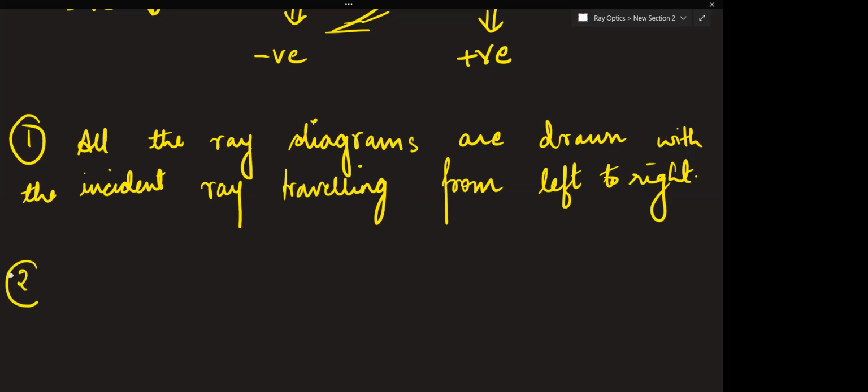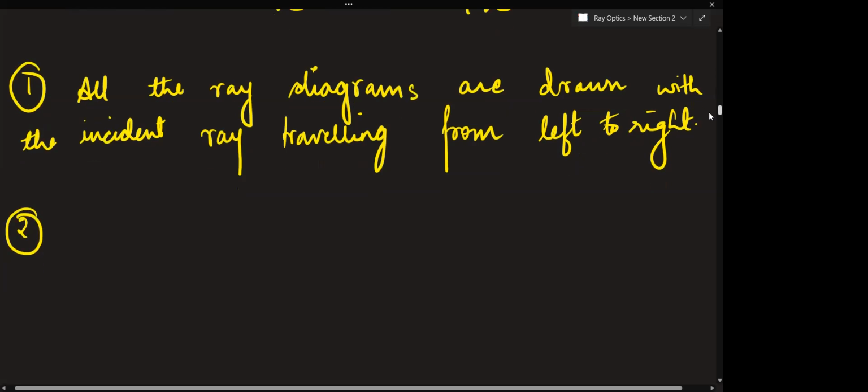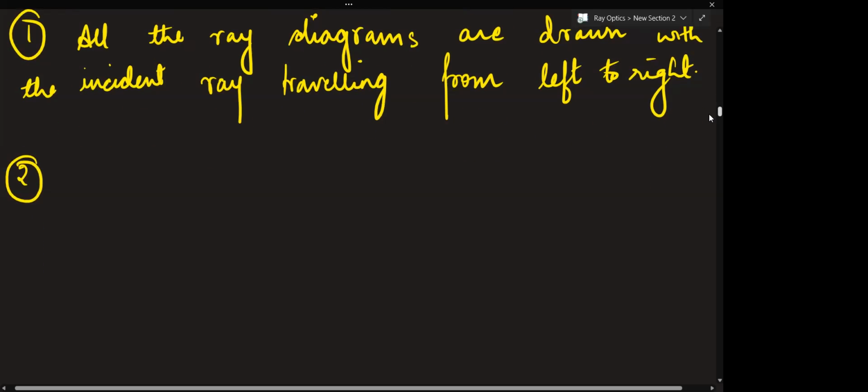First point. So clear? Left to right. Left to right means what? With respect to the mirror. You draw it mainly with respect to the mirror.